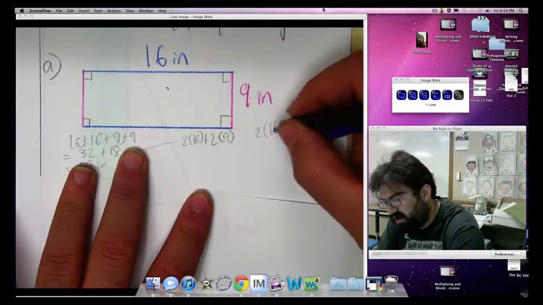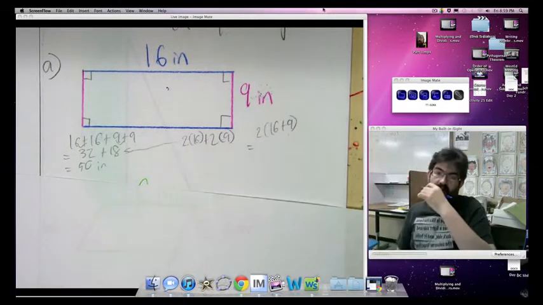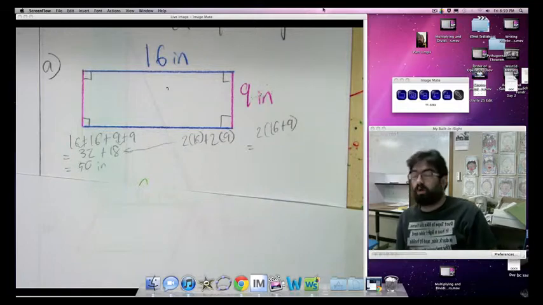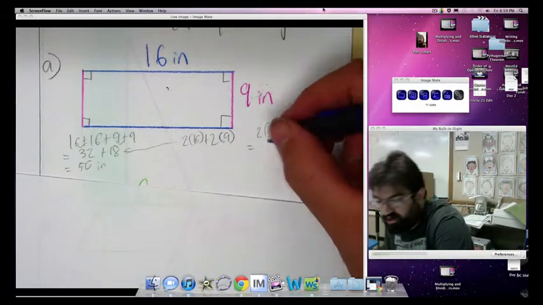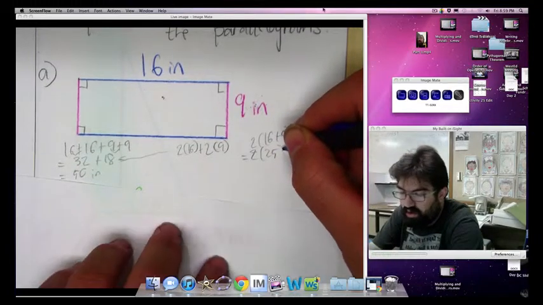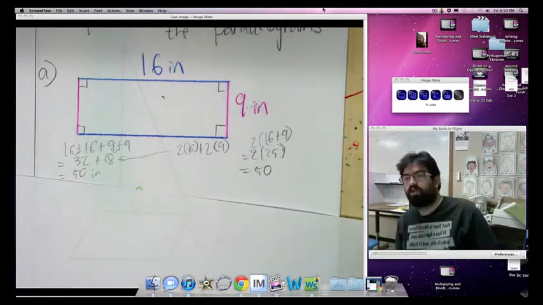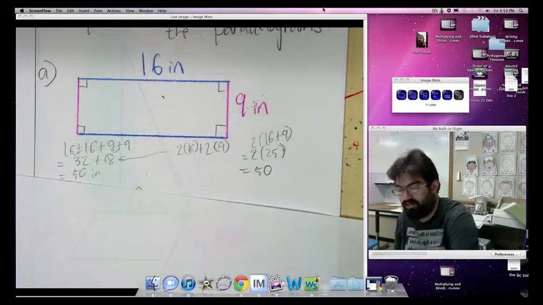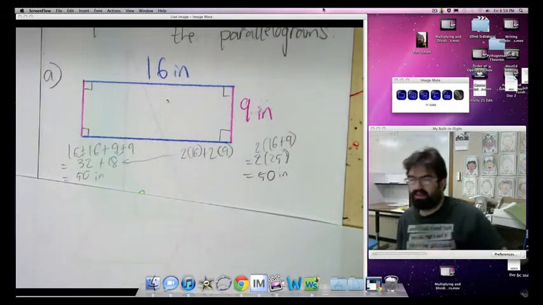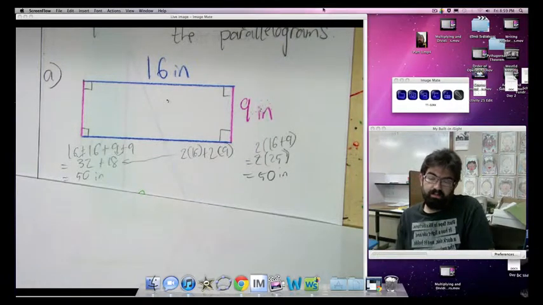2 times 16 plus 9 is equal to what? Order of operations says we do 16 plus 9, then we have 2 times 25, which is also equal to 50. Cool trick. Inches, by the way. Really cool trick, I think.